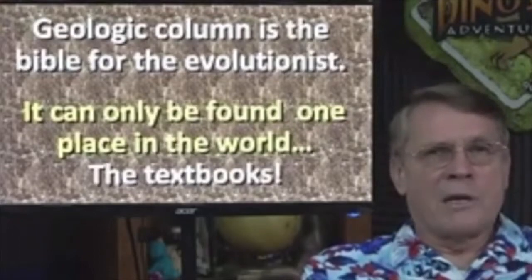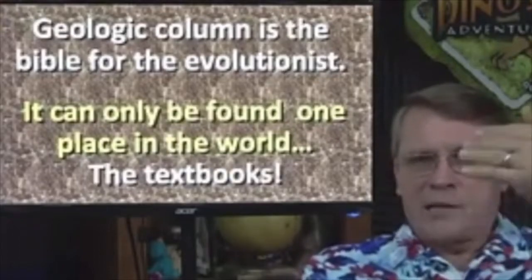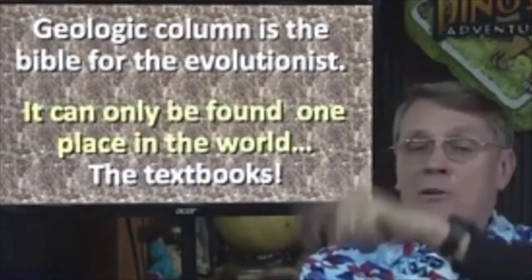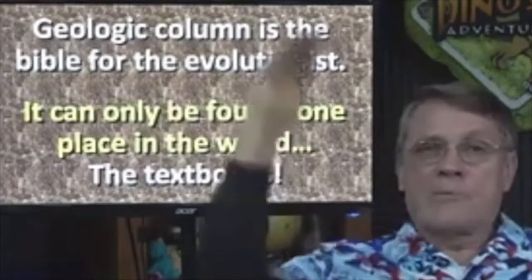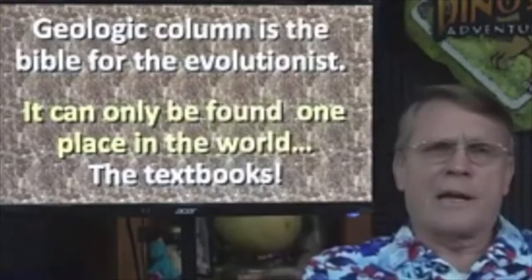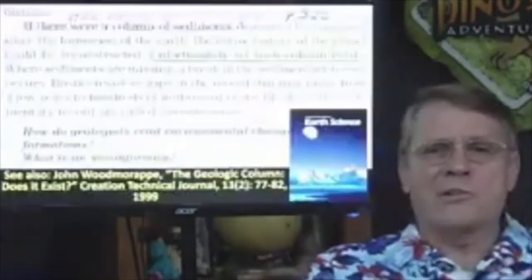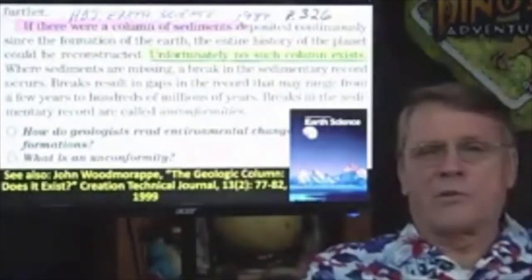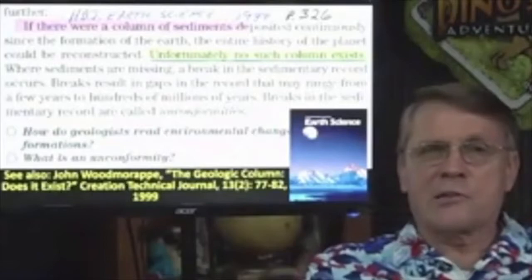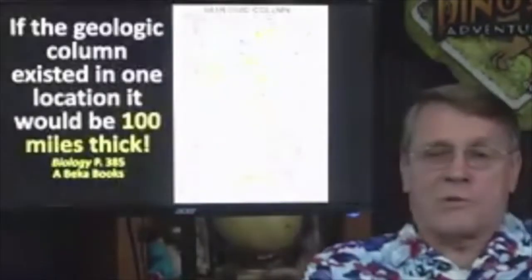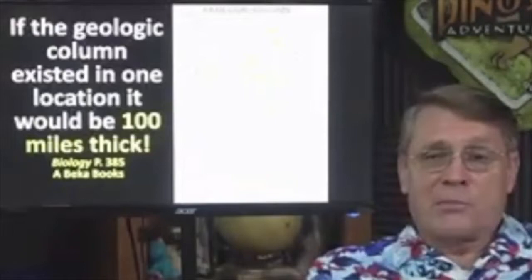I would like you to show me where I can go actually see and study this geologic column, and I'd like you to explain to me, why did they name the layers what they named them? If they find limestone and then limestone later and then limestone later, why did you name it Jurassic? Why not Mississippian limestone? It's because of the index fossils, and they know it. This textbook says if there were a column of sediments, unfortunately, no such column exists. There is no geologic column. It doesn't exist. They talk about the geologic strata and all these layers. If the geologic column existed in one place, it'd be 100 miles thick.